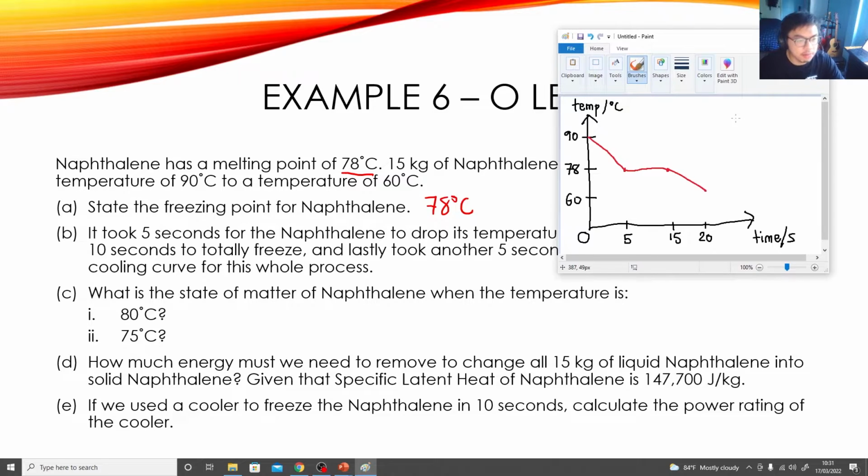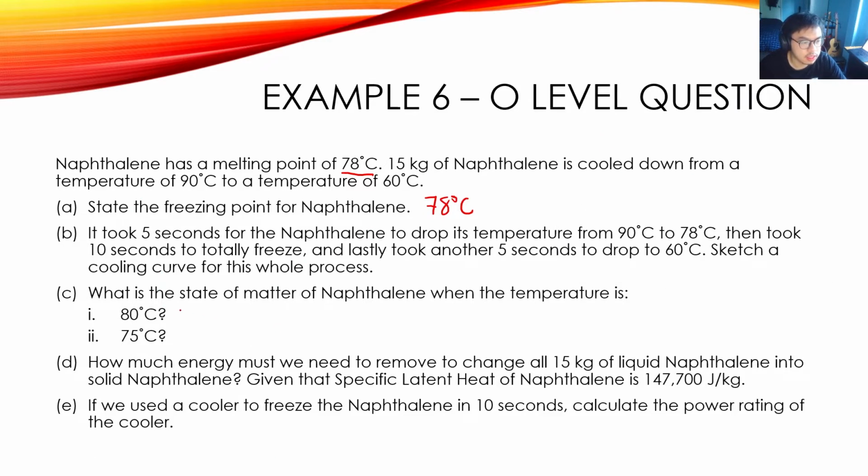C. What is the state of matter when the temperature is 80 degrees Celsius? So 80 degrees Celsius is after the melting point. The melting point is 78 degrees Celsius. That means at 80 degrees Celsius, the naphthalene is a liquid. And then what is the state of matter when it's at 75 degrees Celsius? Now this is before the melting point. So this is when the naphthalene is solid.